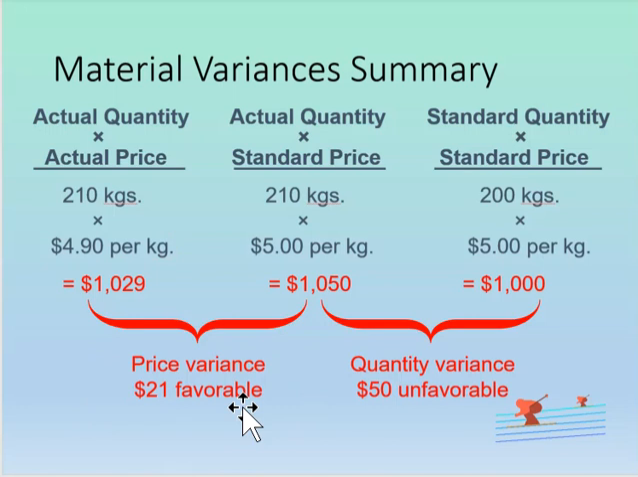The materials quantity variance then is the difference between the standard cost of materials times the actual quantity versus the standard quantity. So this will be the difference between what was actually used in production versus the standard quantity that should have been used. And it's $50 unfavorable. So the materials quantity variance is unfavorable because the actual quantity exceeds the standard quantity by 10 kilograms. So again, they should have used 200 kilograms of fiber fill and they ended up using 210 kilograms. So that's why they had a $50 unfavorable variance.